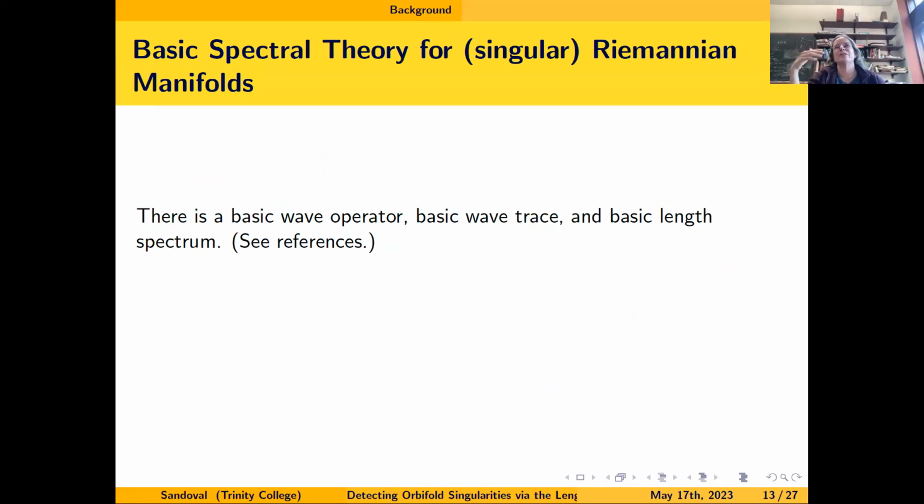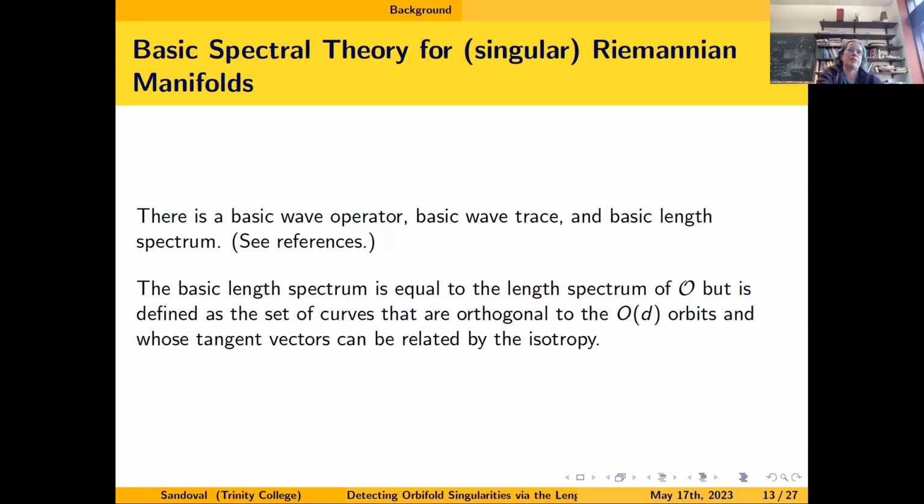In this theory, there is a basic wave operator, a basic wave trace, a basic length spectrum. Been working on it for some time. I'll have the references there. The basic length spectrum is equal to the length spectrum of the orbifold, but it comes from looking at the lengths of periods of curves that are orthogonal to the orbits, whose tangent vectors can be related by isotropy.